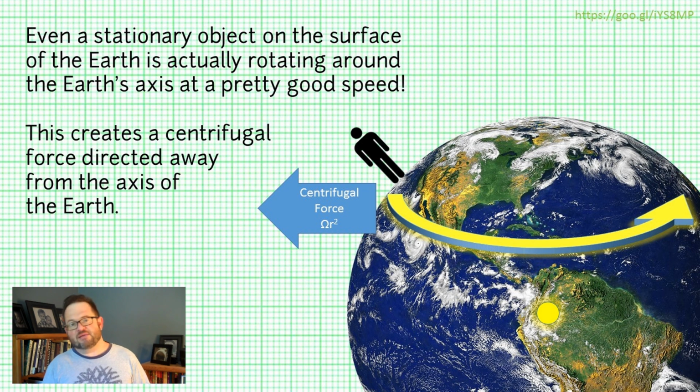Even an object that's stationary on the surface of the Earth is actually moving pretty quickly. Once every 24 hours, it's going all the way around the axis of the Earth. And therefore, there is a centrifugal force involved. As the object rotates around the axis of the Earth, you get a centrifugal force equal to omega, that's the rotational rate of the Earth again, times r squared, where r here is not the radius of the Earth, it's actually how far you are from the axis of the Earth. It takes a little bit of trigonometry to figure that out.